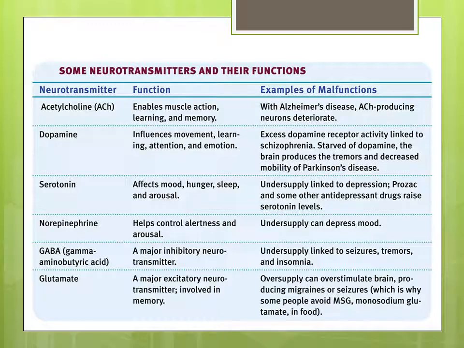So I would highly suggest maybe you pause. This is the chart that's found on page 57 in your textbook. You might want to make sure you have all the vocabulary, the functions, and the examples of malfunctions. If there's an excess or lacking of this neurotransmitter, you will be responsible for understanding how these apply to a case.